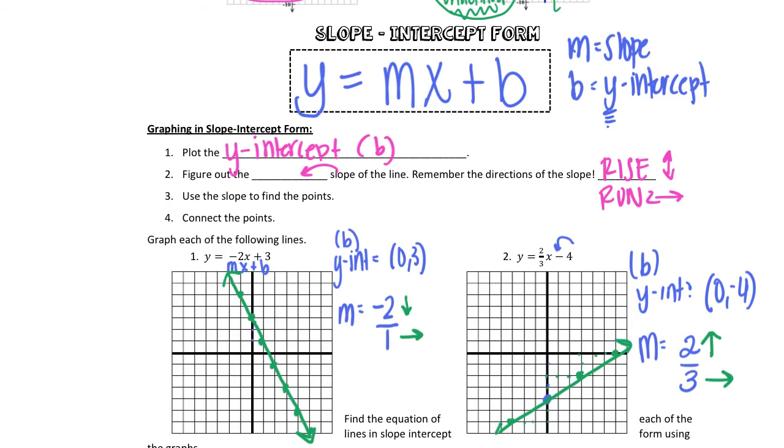Connect your points. You'll notice for a second that this line has a positive slope, and notice how it's rising across the graph. The one before had a negative slope, and it is falling across the graph.